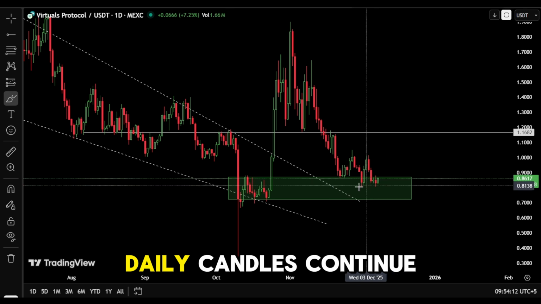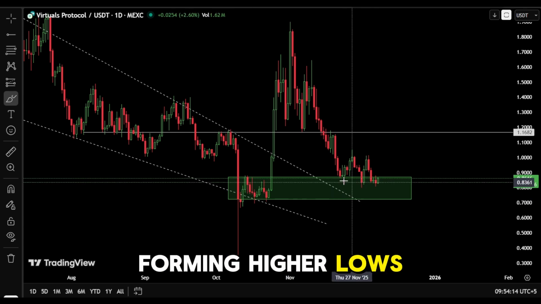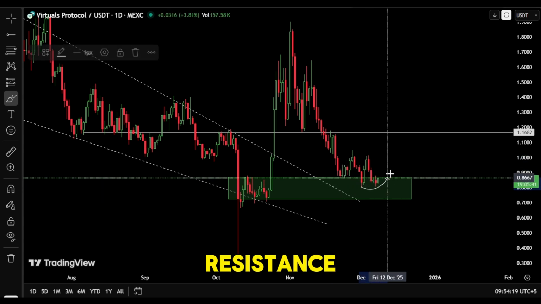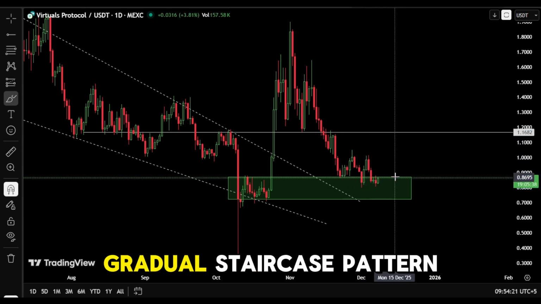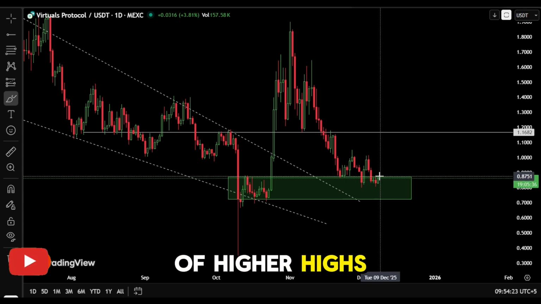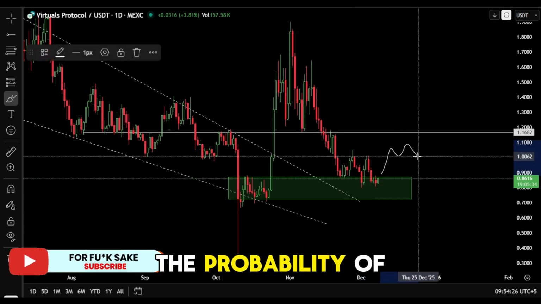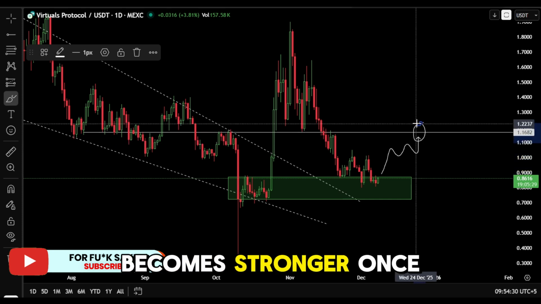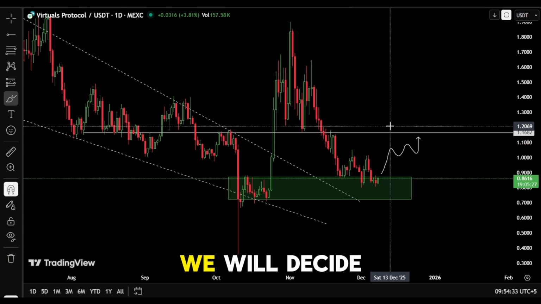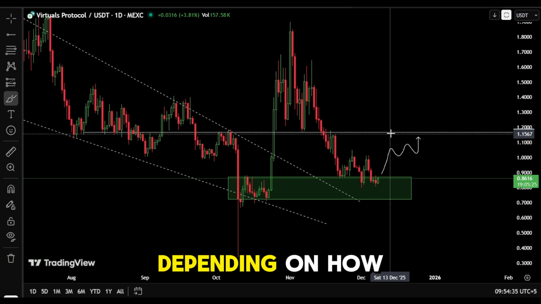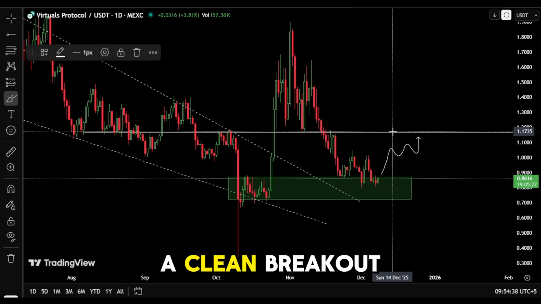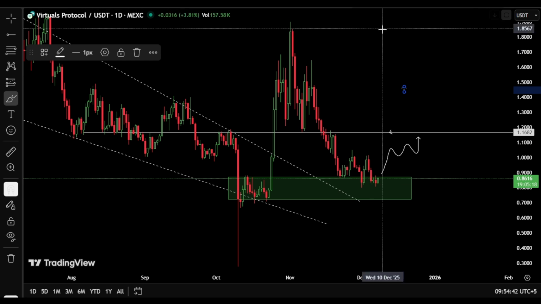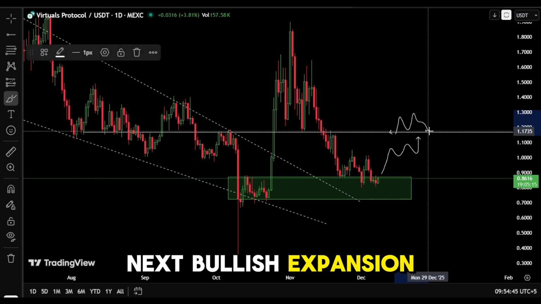As long as daily candles continue forming higher lows above the weekly demand zone, we can expect continuation toward the resistance. If the market gives us a gradual staircase pattern of higher highs and higher lows, the probability of tapping the 1.162 resistance becomes stronger. Once price reaches that level, we will decide the next directional move depending on how the reaction forms. A clean breakout with 2 daily candle closings above the resistance would confirm the next bullish expansion phase.